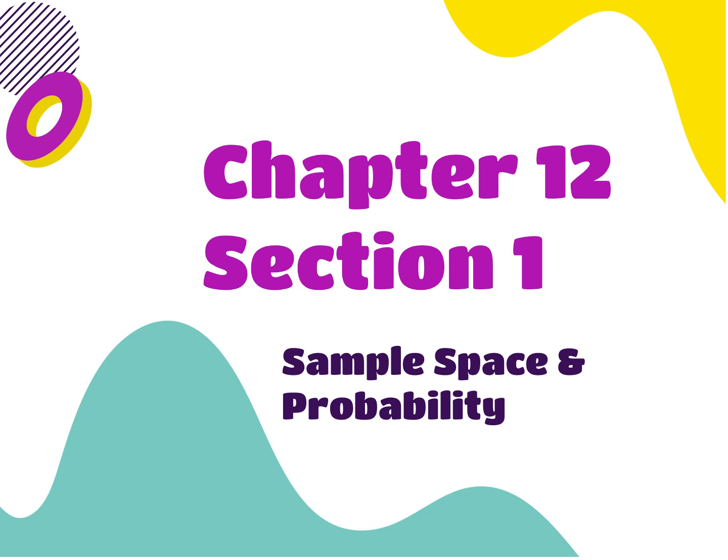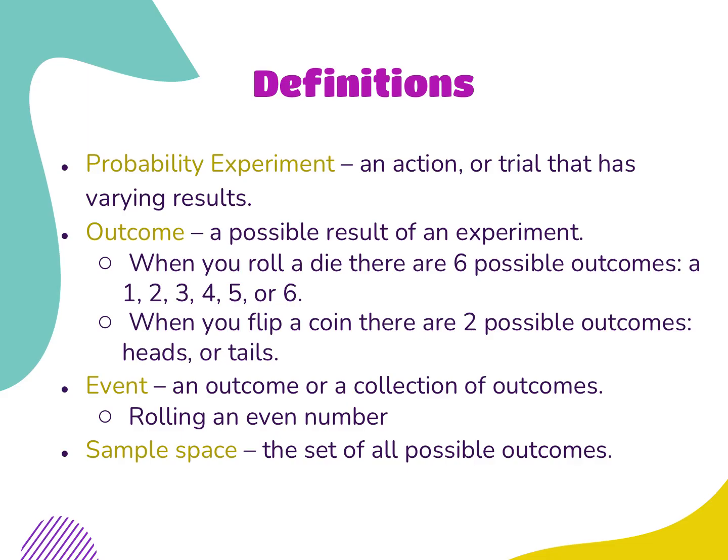Today we're going to start chapter 12, section 1, and today we're going to learn about sample space and probability. So the first thing we're going to do is talk about some definitions. So the probability experiment is just the action or trial that will give you varying results.